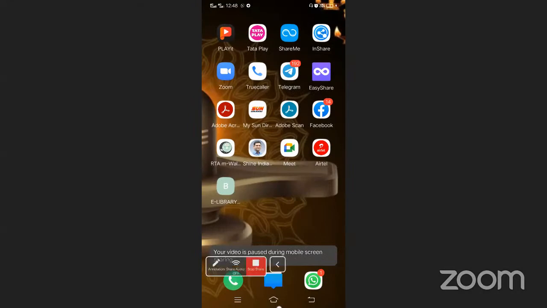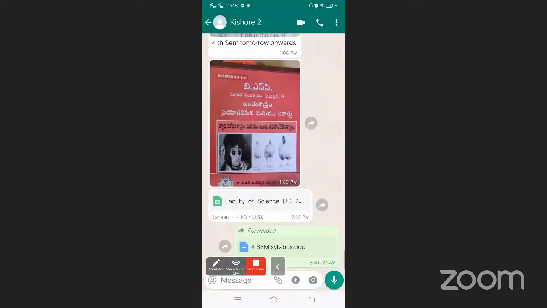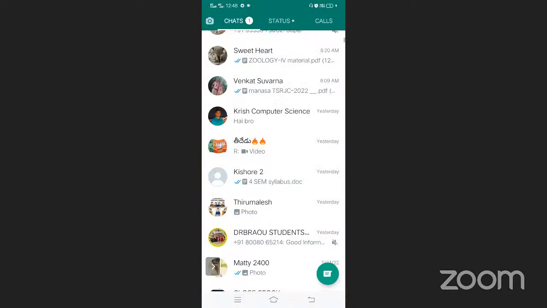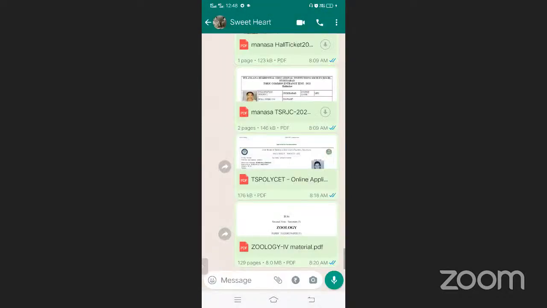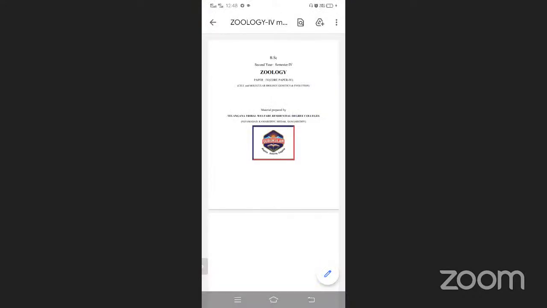I think the screen is better. Sharing the screen. Is the file visible or not? Yes, sir, it is visible.